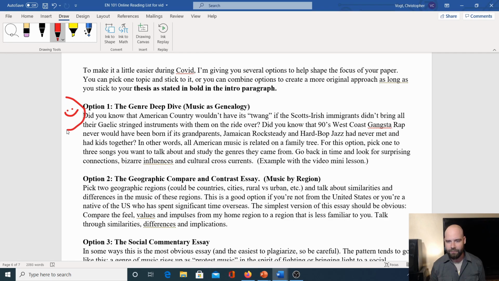For instance, this first one I put at the top because it's not that it's the most likely to succeed, but it's pretty easy to research. So you're not going to spend a lot of time online hunting through information. It's more about the connections that you want to explore and that just seem interesting to you. For instance, if you didn't know, country and western music got its twang because Scottish and Irish immigrants brought all of their stringed instruments from their Gaelic traditions over, and that's where country and western music gets its twang from. You can get an entire essay out of that.